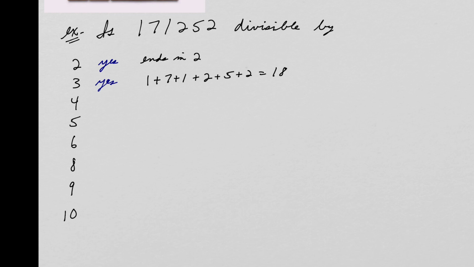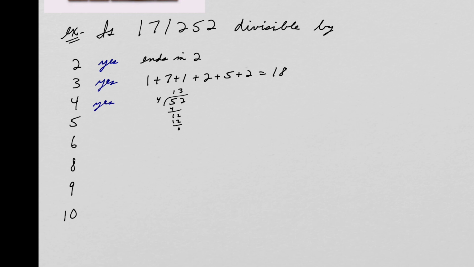Okay, to check 4, remember we have to check just the last 2 digits. So I have to see whether 52 is divisible by 4. And yeah, it is, right? It goes in 13 times. So this number, right, the original number, is also divisible by 4. So that's yes.